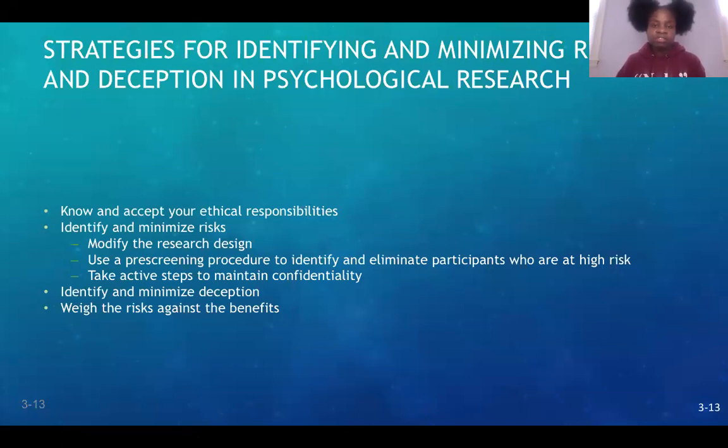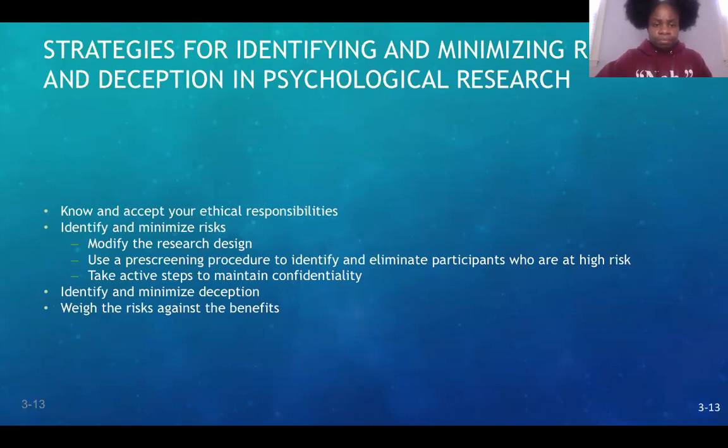So this third section of chapter 3, research ethics, is about putting ethics into practice. Okay, so implementing these tools that we have just learned in sections 1 and 2 and putting them into practice. So in this section, we're going to describe several strategies for identifying and minimizing risk and deception in psychological research. And also, Paul Price is going to show us how to create, through informed consent and debriefing procedures, how to include consent forms, okay?